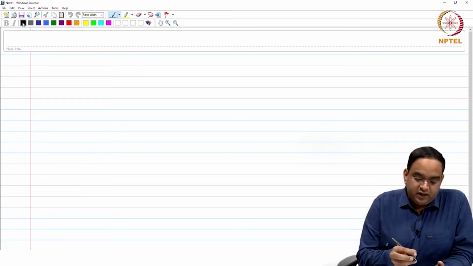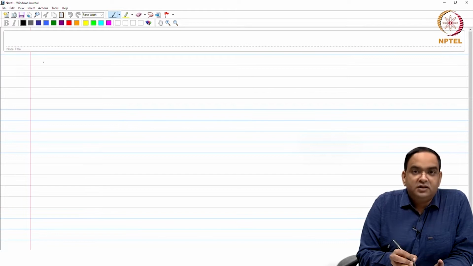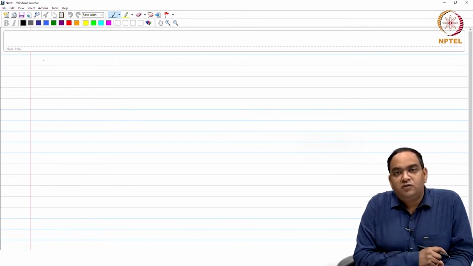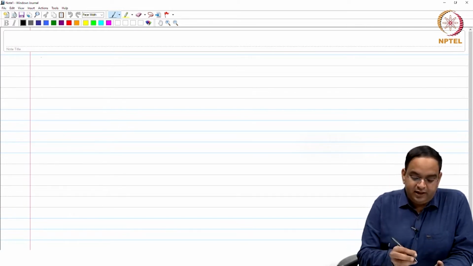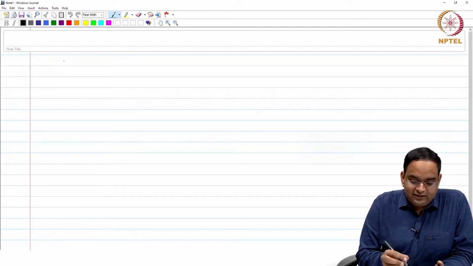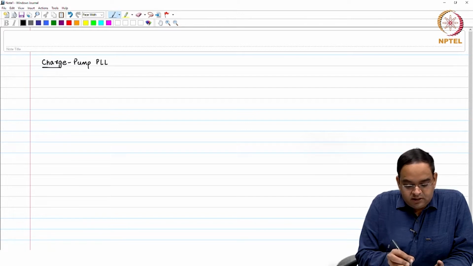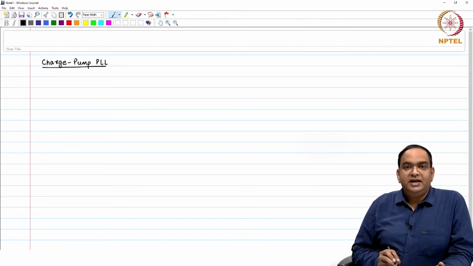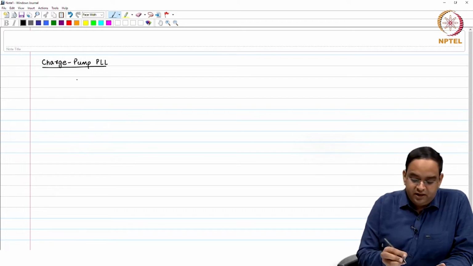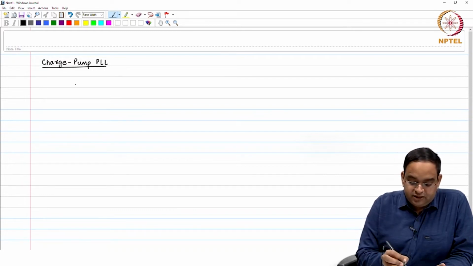Hello everyone, welcome to this session. We were discussing the stepwise procedure for the design of a charge pump PLL. In the last session, we looked at steps for designing a PLL given the unity gain frequency and the phase margin.